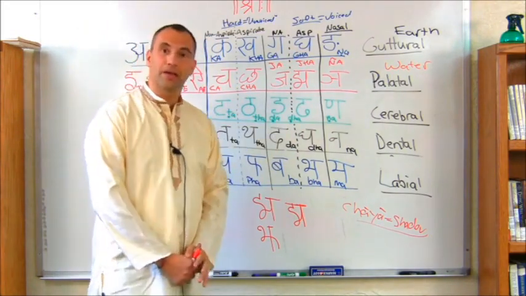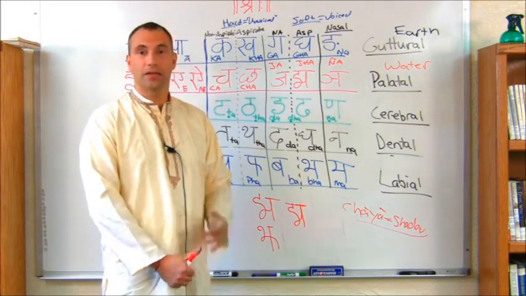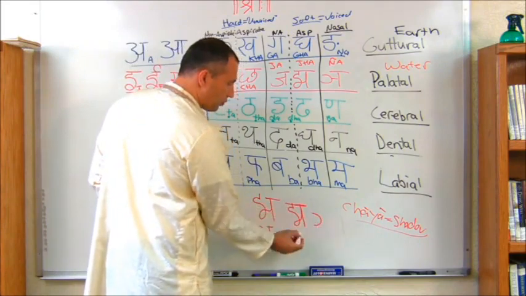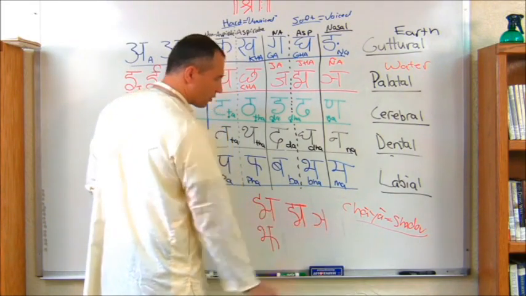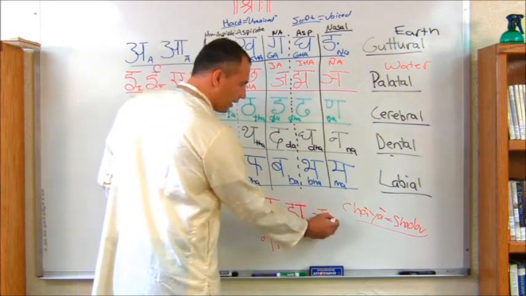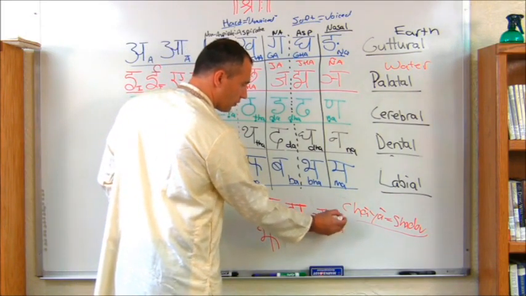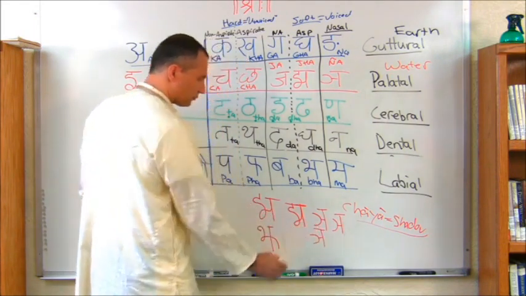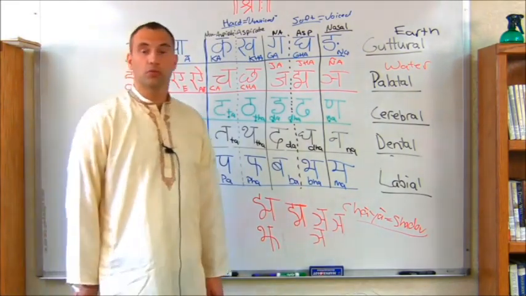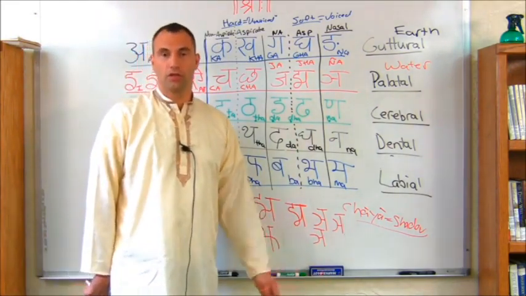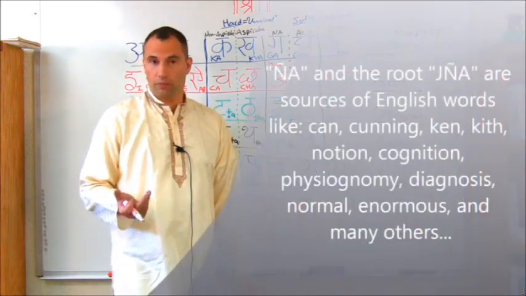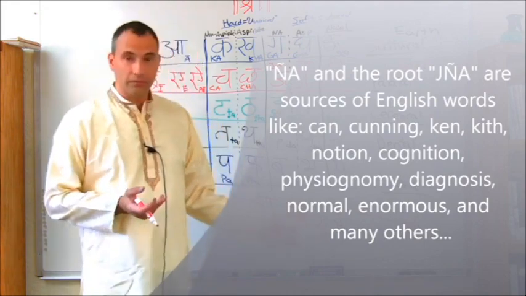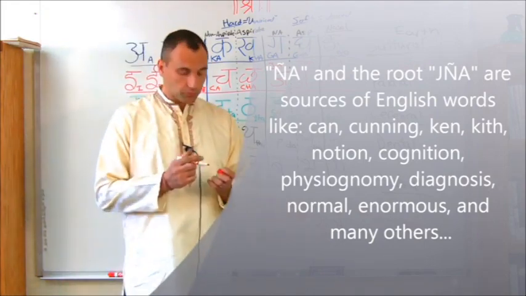Finally, the letter nya. Nya, like the ñ in sueño. Okay, and this is written half moon, horizontal, vertical. Okay? Half moon, horizontal, vertical. Nya relates to knowing, knowledge. Our words to know come from the word jna in Sanskrit, which means to know, jnana. Jna means to know.